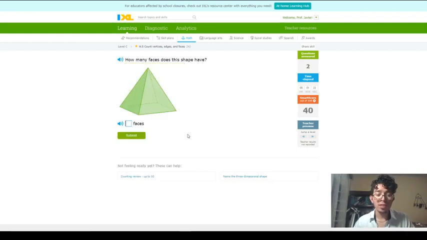How many faces does this shape have? Let's count. 1 on the front, 2, 3, the one that is on the side, 4, the one that is on the back, and 5, the one that is on the bottom, so it has 5 faces.